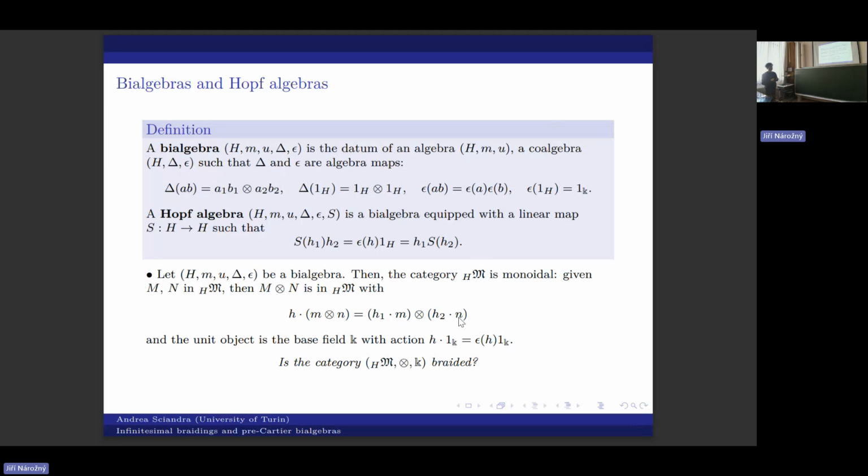And the same unit object of vector spaces, the base field, is also the unit object for modules. We just have to give the base field an H action, and we just use the counit. So you can see that, in fact, we need the coproduct and the counit to give the monoidal structure to the category of modules. So one can now ask when this category is also braided, so when it is true that we have an isomorphism between X tensor Y and Y tensor X for any pair of modules. This is not always true and depends on H, clearly.